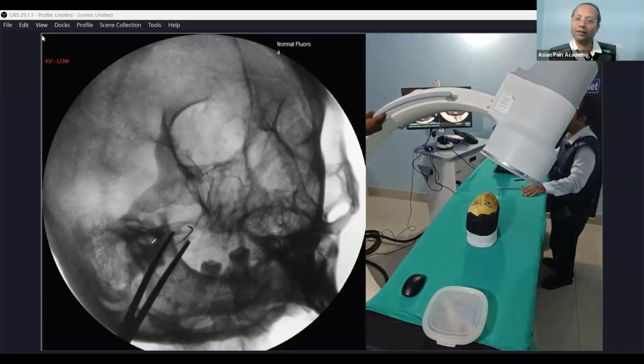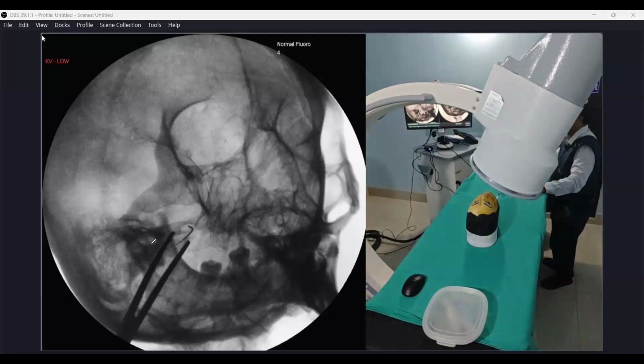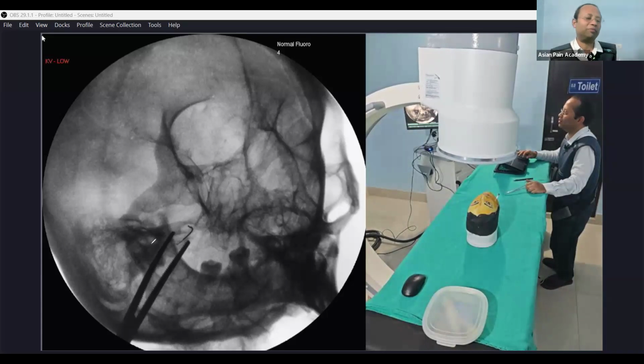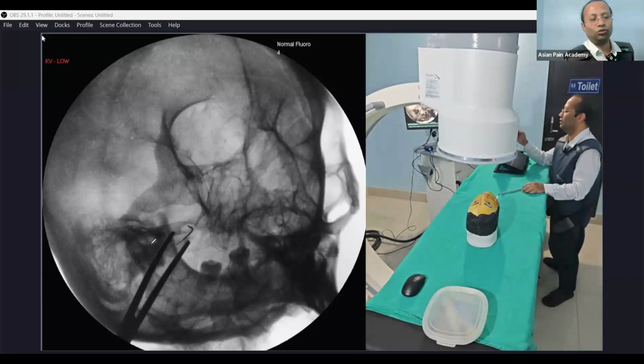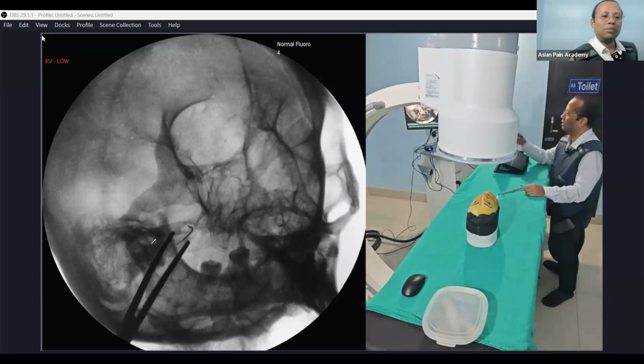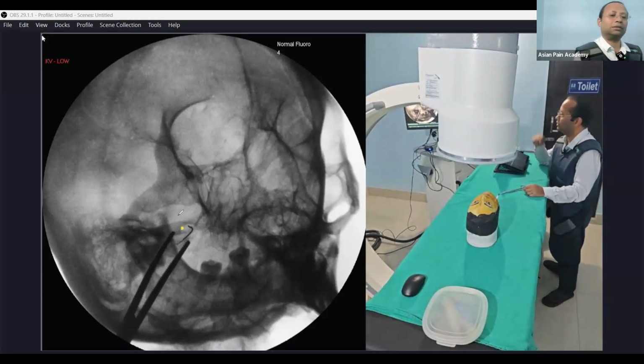So in this case, you are targeting V2, right? Yeah. What if we have to target the V3 division? We have to take the needle out again and redirect, or manipulate from there itself? Just a bit of manipulation, you don't have to take it out. You just come out a bit and put it here. That's it.